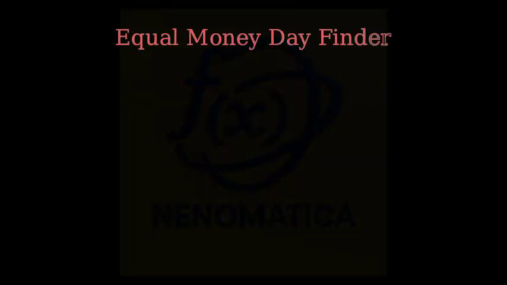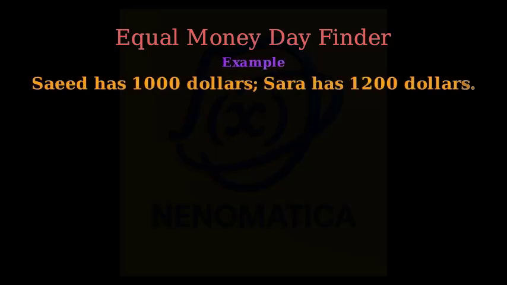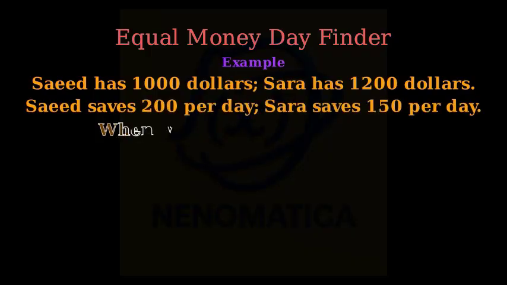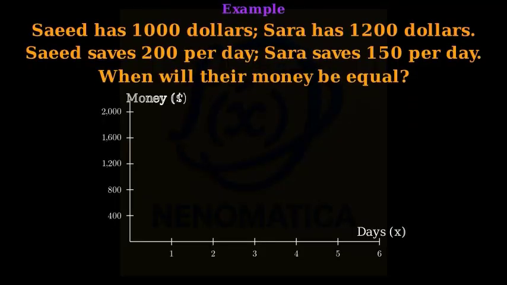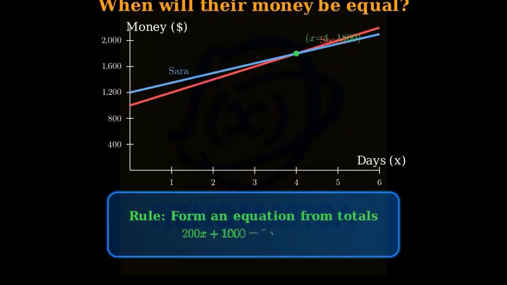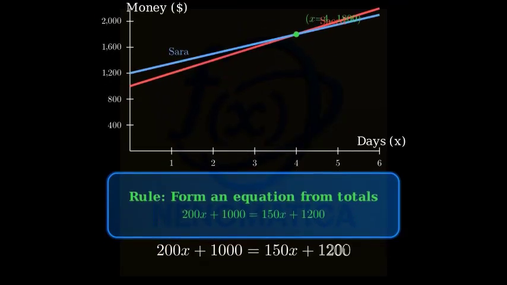Example. We will solve a classic savings problem and follow the exact step order shown on screen. Here is the problem. Saeed has $1,000 and saves $200 per day. Sarah has $1,200 and saves $150 per day. After how many days will their money be equal? To build intuition, let's sketch money versus days. The red line shows Saeed, 1,000 to start and plus 200 each day. The blue line shows Sarah, 1,200 to start and plus 150 each day. Where the lines cross, their totals match.